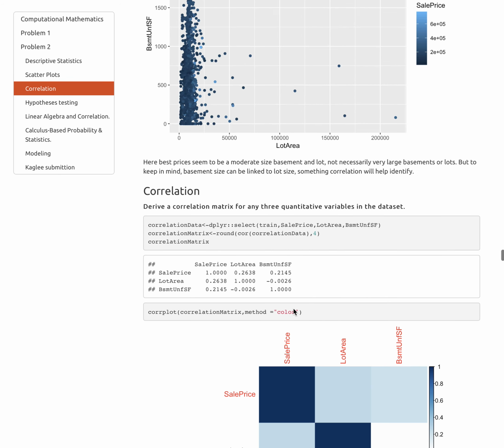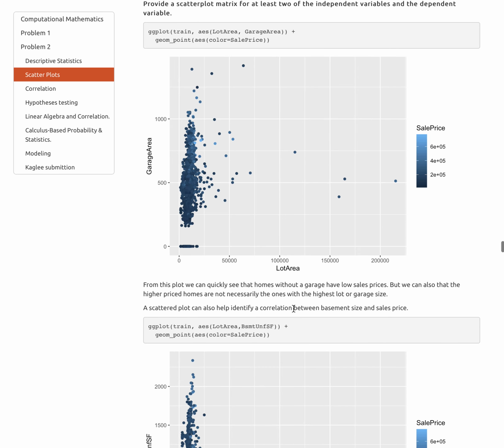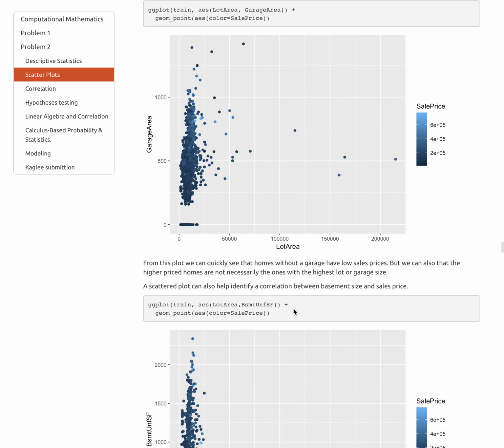For detailed scatter plots, I basically looked at 2 interesting ones: lot area and garage area. Unfortunately, the biggest lots with the biggest garages are not the homes with the highest prices. We actually see some of the highest prices around this area.